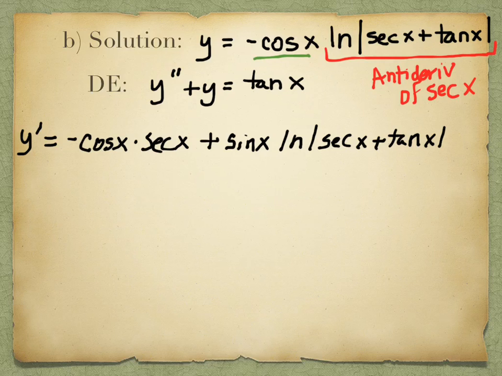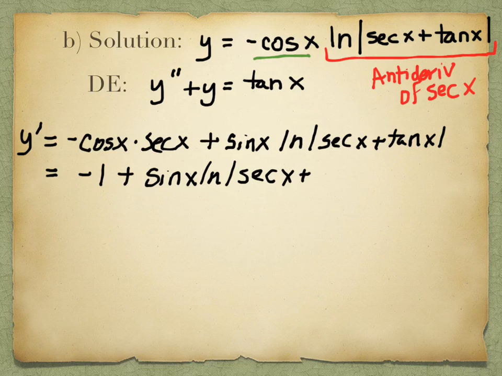So this is one of those things, whenever you learned about second derivatives, that you said, okay, we have to simplify this, not just because, hey, we should simplify because we should, but because it's going to make the next part easier. So you guys already told me this should be -1, and then I have plus sine x times the natural log of secant x plus tangent x. And we're ready to take the second derivative.